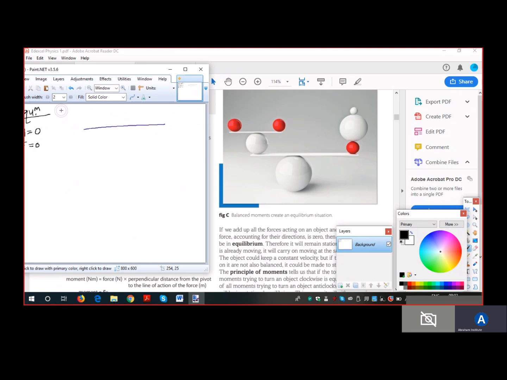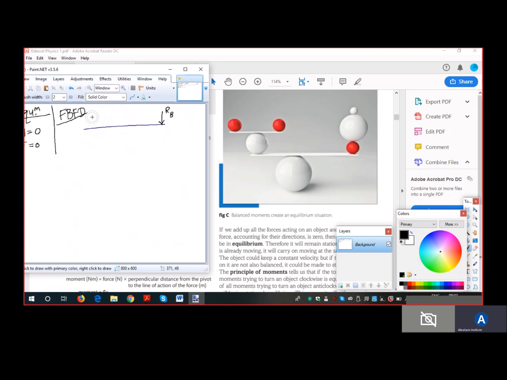In short, we say FBD, free body force diagram or free body diagram. Okay, so this is the normal contact force exerted by the red ball on the plank. You can call that R1, for example, or RB because it's a red ball, the reaction force exerted by the red ball on the plank.